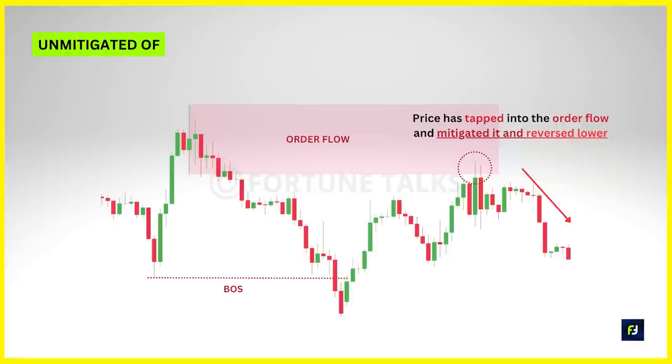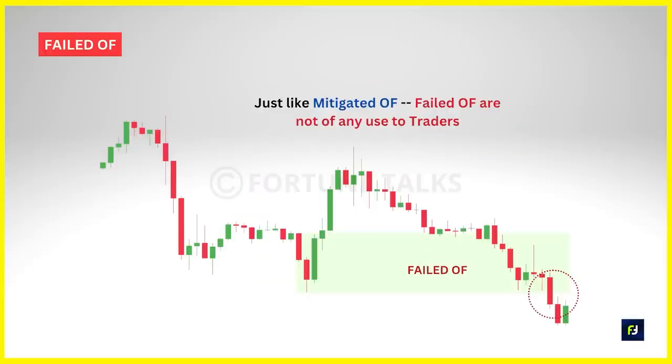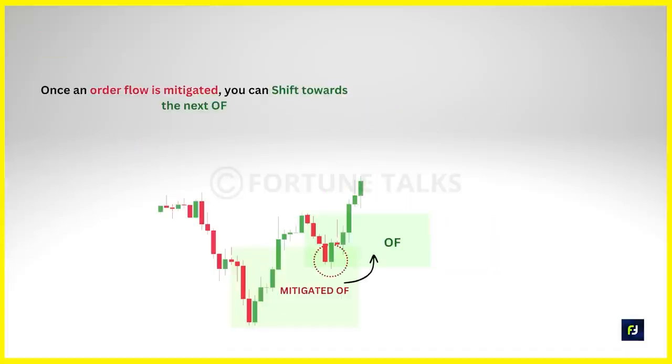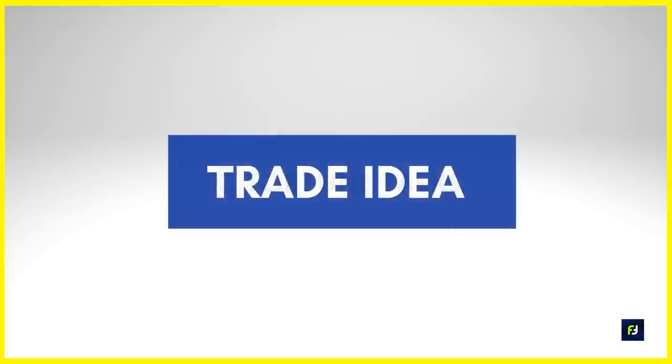Now keep in mind that even the wicks projecting into an order flow zone mitigate it. So the tiniest of tiny details matter. Now what is a failed order flow? It is an order flow which we have identified and marked, through which the price passes through. Just like a mitigated order flow, failed order flows are of no use to a trader. Another point to keep in mind is that once an order flow is mitigated, you can always shift towards the next one, and if the next one is also tested, then you can shift towards the next order flow and so on.